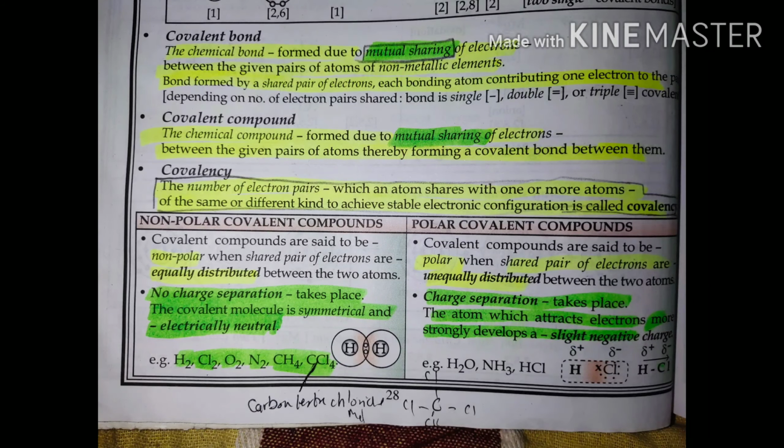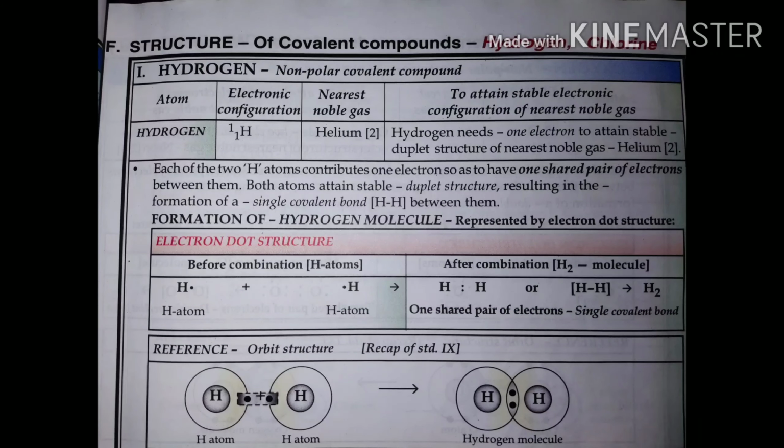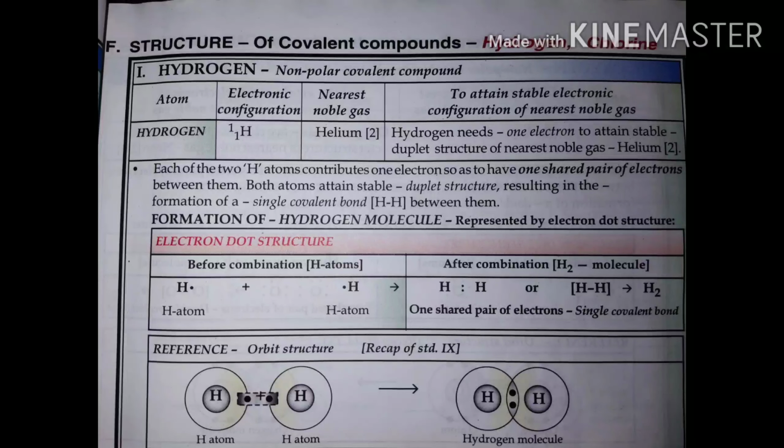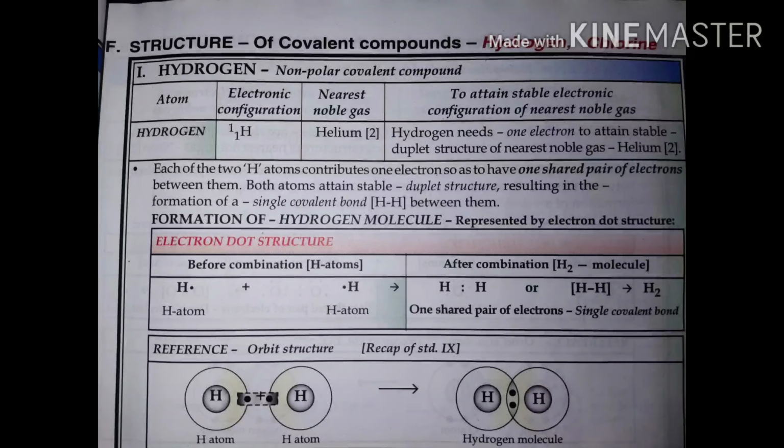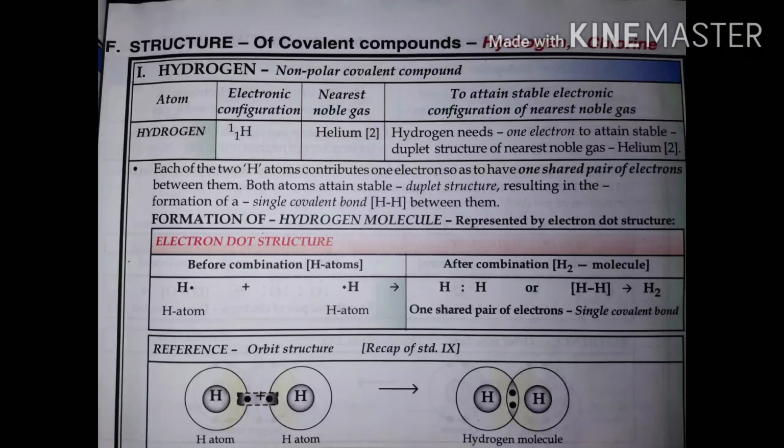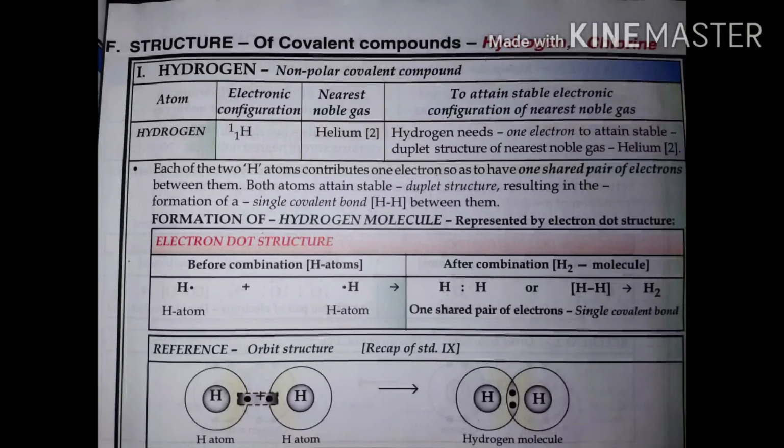Now we'll turn to page number 29. On page number 29, you can see the first example of formation of a covalent bond in the hydrogen molecule. This is an example of formation of a single covalent bond. We will see information about hydrogen. Hydrogen has atomic number 1, atomic mass number 1, and electronic configuration 1. It requires 1 electron to complete its octet.